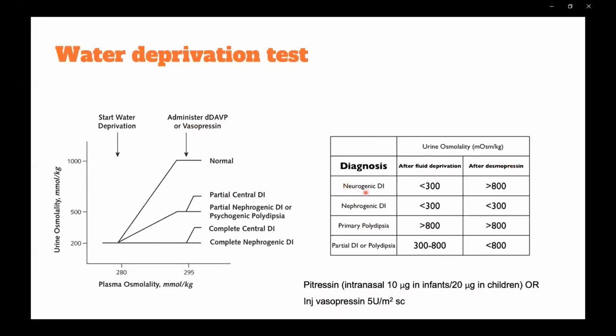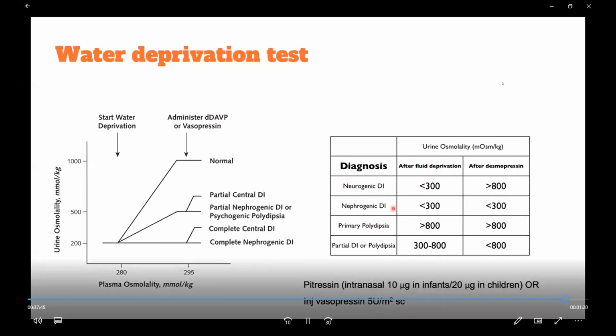If it was a neurogenic DI, wherein the ADH production is defective, the moment you give ADH externally, the osmolality is going to shoot up to more than 800. So clearly, what was less than 300 rises promptly to more than 800 after DDAVP is given. That means you're looking at neurogenic DI.